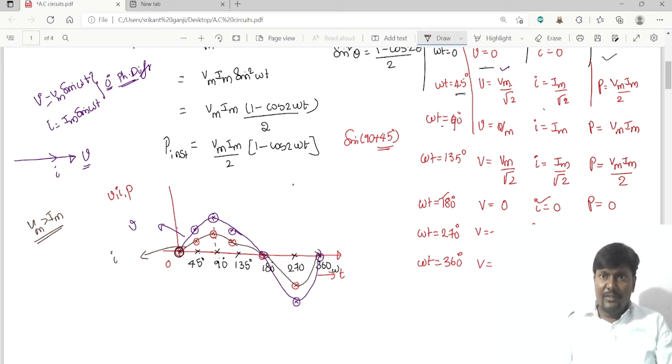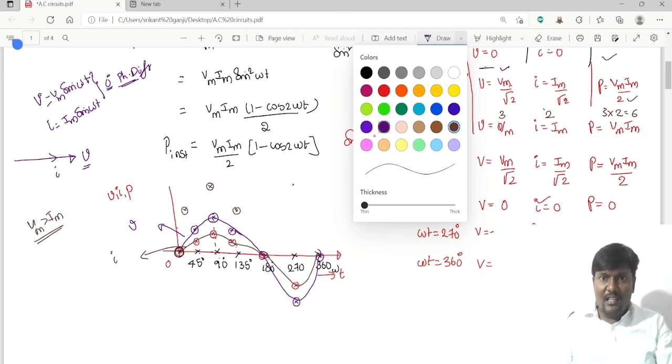At 45 degrees, see here, it is V max into I max by 2. At 90 degrees, both are maximum. Let us assume V max is 3 and I max is 2. 3 into 2 is 6, which is more than the maximum points of the voltage and current. At 180 it will be 0. At 135 you will have this type of waveform, again Vm into Im by 2. By adding these, you will get one cycle.